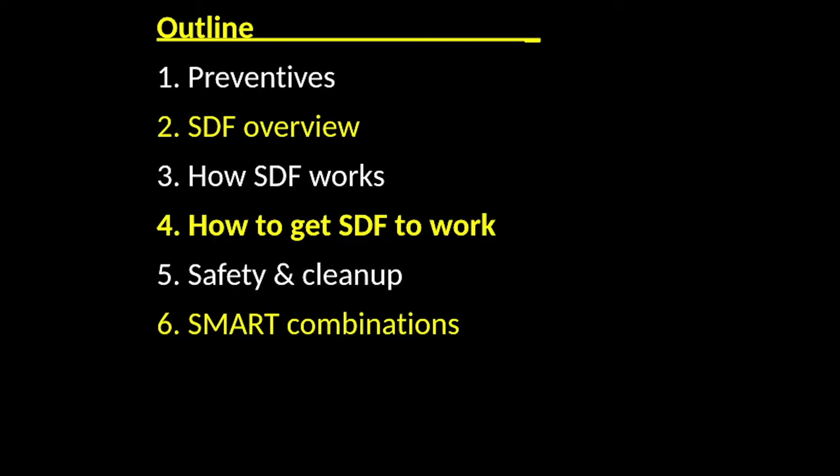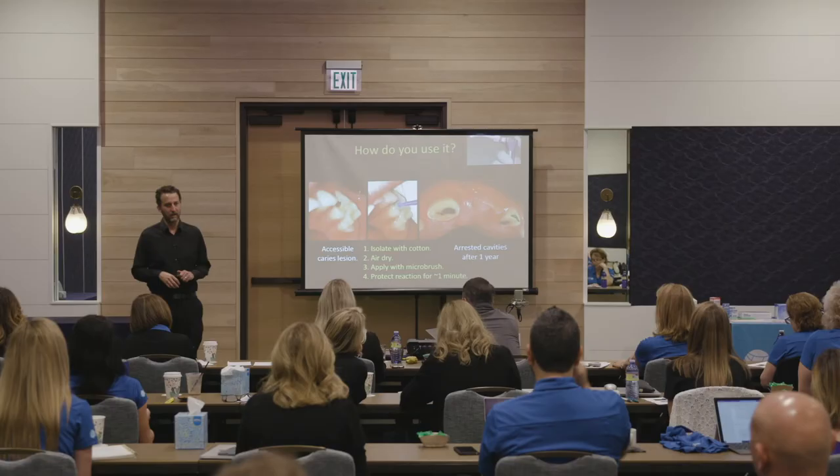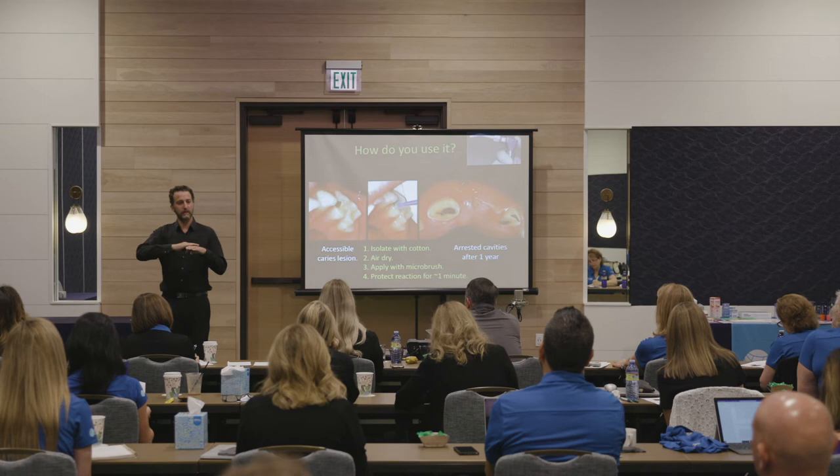Okay, how to get it to work. Now, by now, pretty much everybody has heard the way that we use silver fluoride is we dry, we apply, and we say bye. But we can do a little bit better. And so what I would say is that protecting the reaction for about a minute is really key. And so there's lots of ways to do that. One way is to cover with Vaseline or a varnish immediately after treatment.